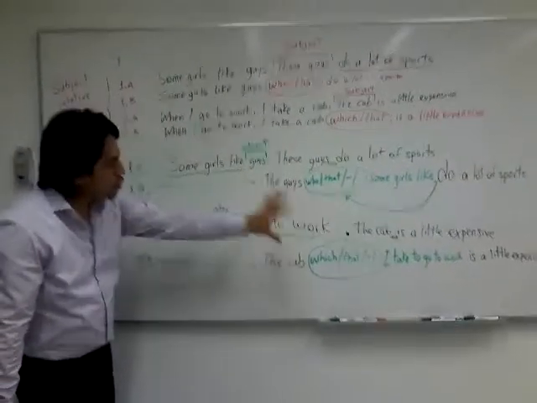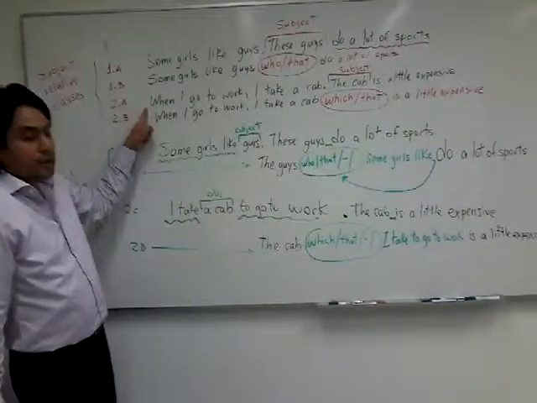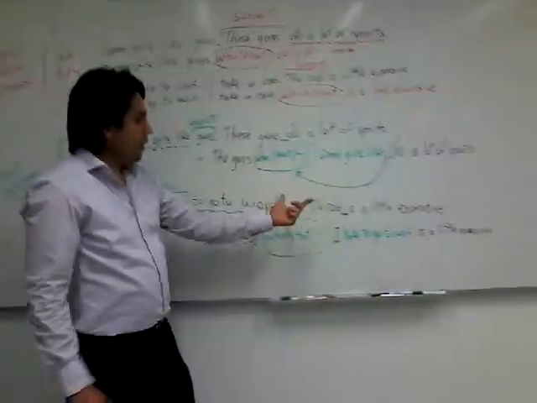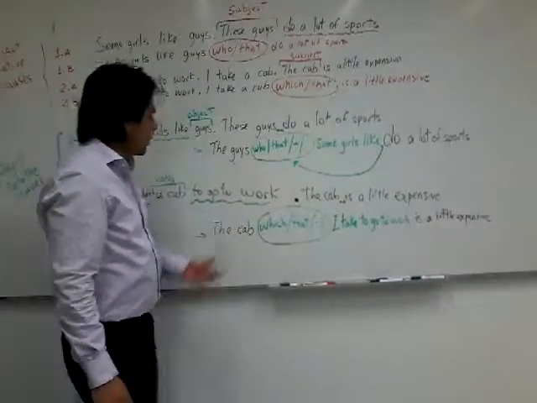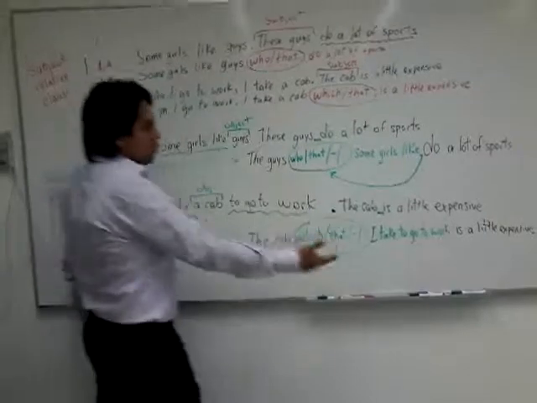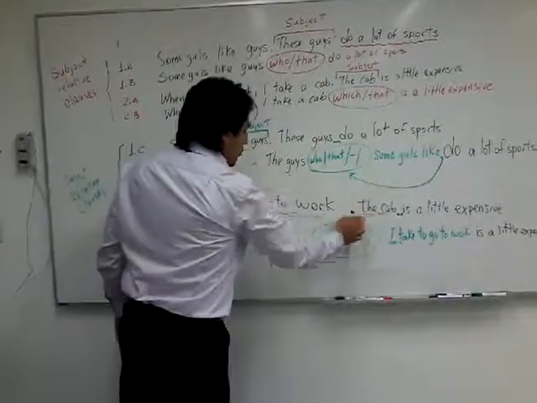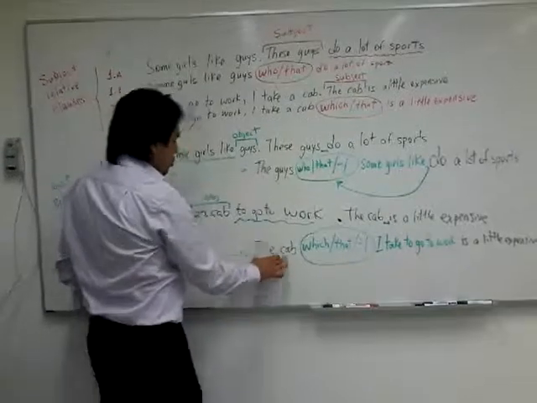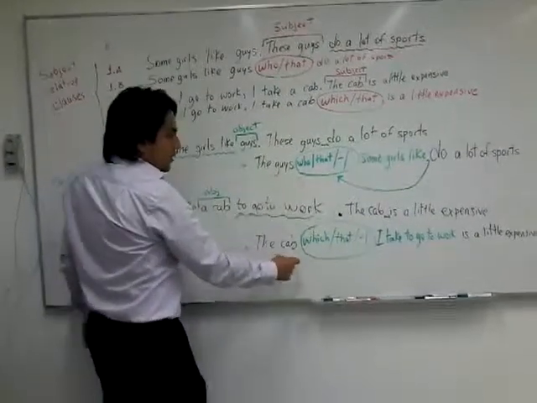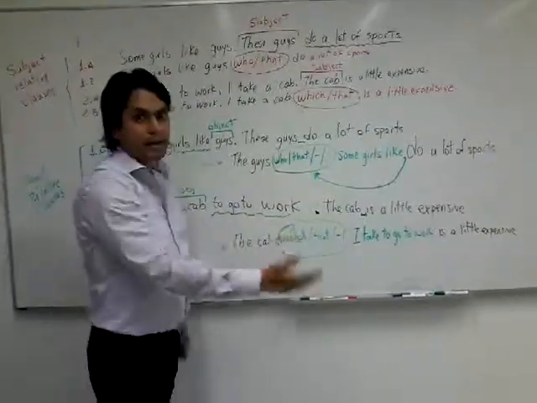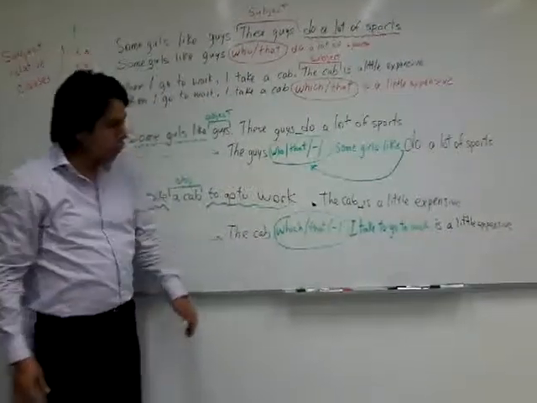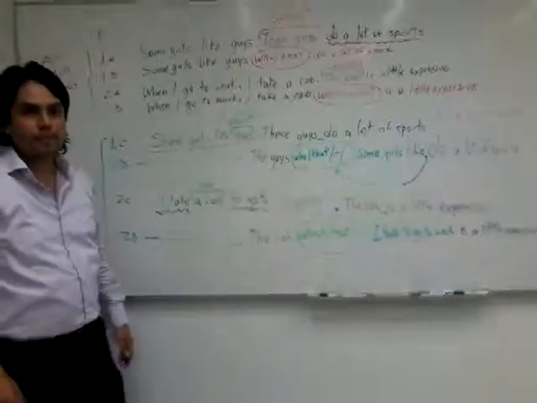Entonces yo quiero unir estas dos oraciones que se parecen mucho a estas de aquí, pero sin reemplazar el sujeto. Lo que voy a reemplazar ahora es el objeto. Igual, tomo la segunda oración, the cab is a little expensive, el taxi es un poco caro, y luego a esa segunda oración le pongo esta información. El taxi que tomo para ir a trabajar es un poco caro. En este caso, uso la segunda información.